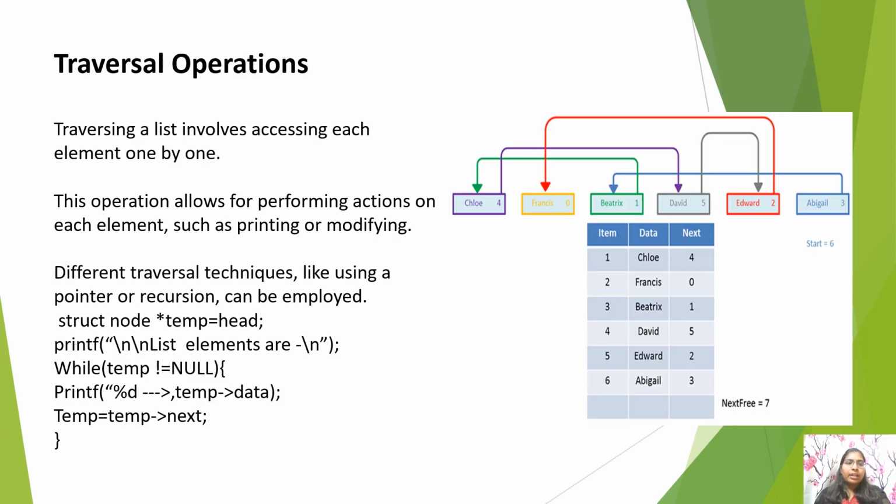Traversal operations. Traversing a list involves accessing each element one by one. This operation allows for performing actions on each element such as printing or modifying. Different traversal techniques like using a pointer or recursion can be employed.